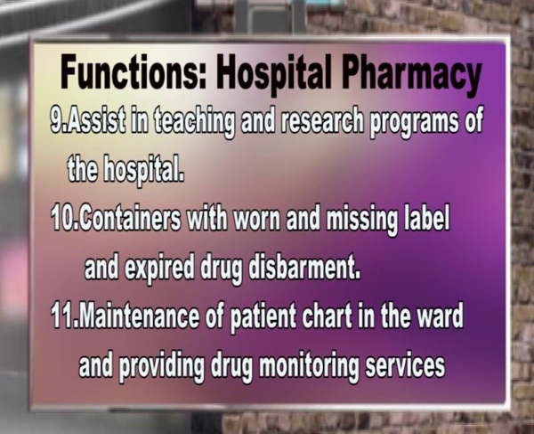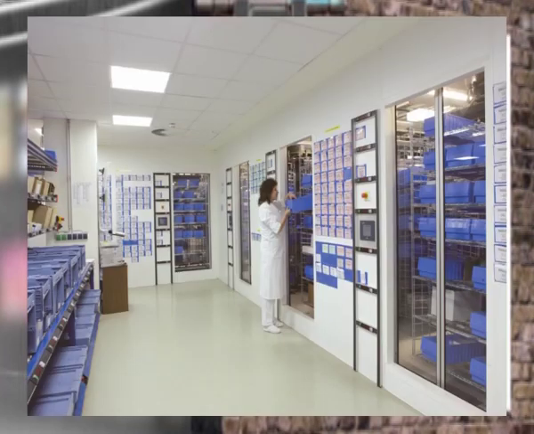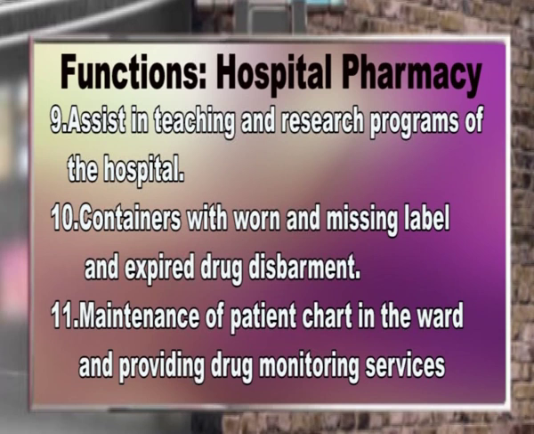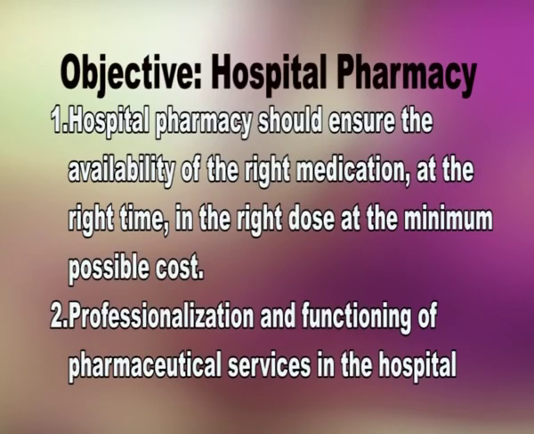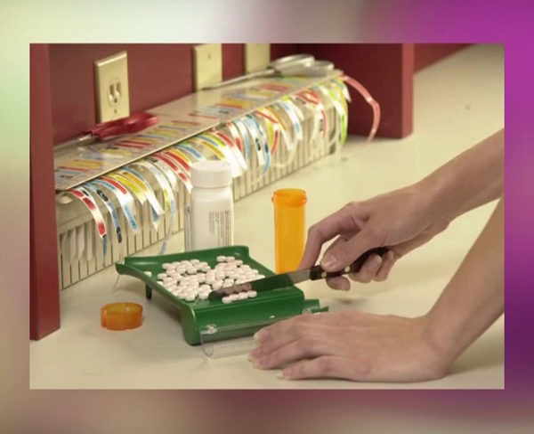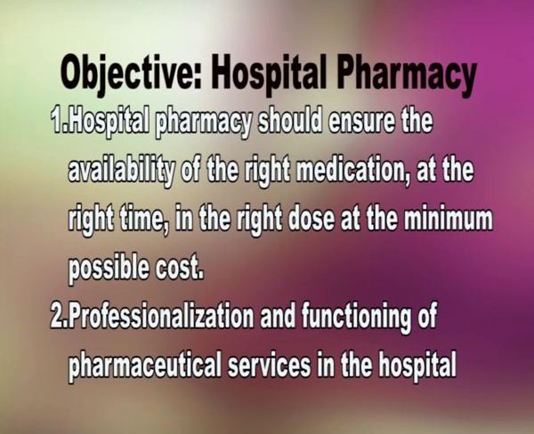10th, containers with worn and missing labels and expired drugs to be disposed of. 11th, maintenance of patient charts in the ward and providing drug monitoring services. Objectives. Number 1. Hospital pharmacy should ensure the availability of the right medication at the right time in the right dose at the minimum possible cost.